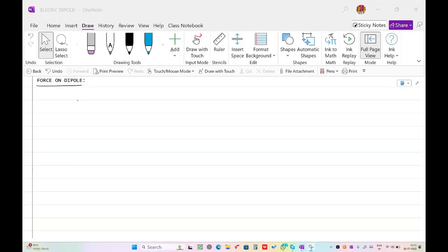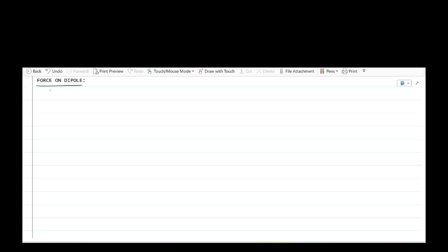So today's topic is force on dipole. This topic we'll discuss. Actually, force on dipole I have to deal with after calculating the field and potential energy, because force is equal to Q into E of the dipole, or F is equal to minus dU by dr.